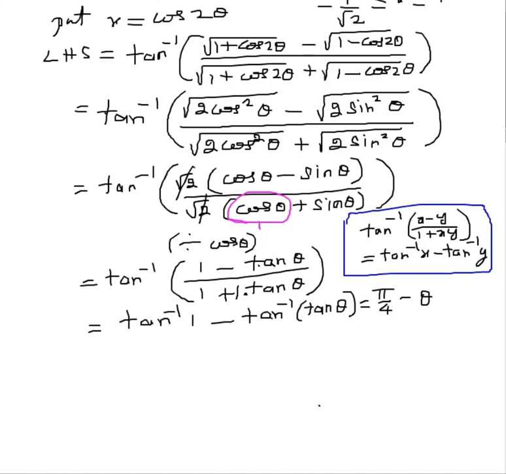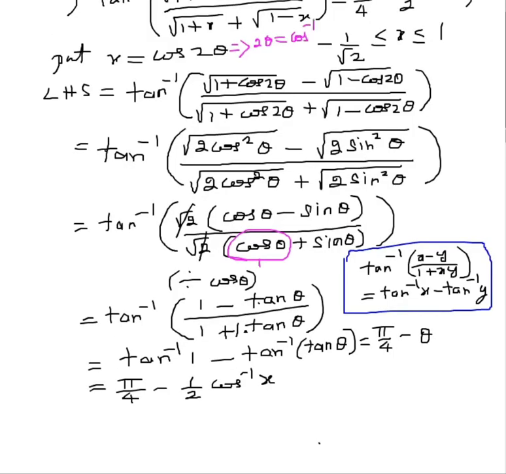Now substitute for theta. Theta is half cos inverse of x. See here, from this, 2 theta is cos inverse of x and theta will be half cos inverse of x. That's how we substituted theta as half cos inverse of x. Now let us check whether theta is in the principal value branch or not. So I have to check the condition.